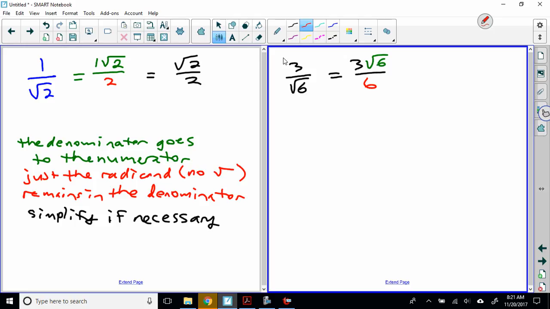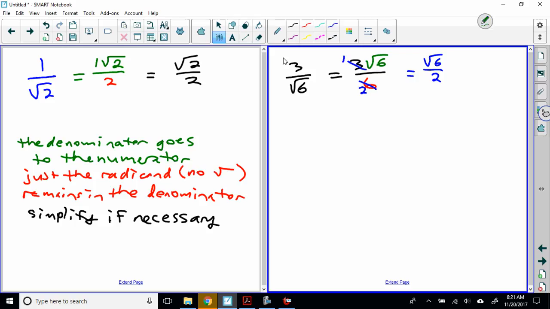Yeah, the 3 and the 6 are going to simplify, right? The 3 and the 6 are both divisible by 3. So the 3 turns into a 1, the 6 in the bottom turns into a 2. So the whole answer then is going to be what? Rad 6 over 2. How's everybody feeling about this, all right?